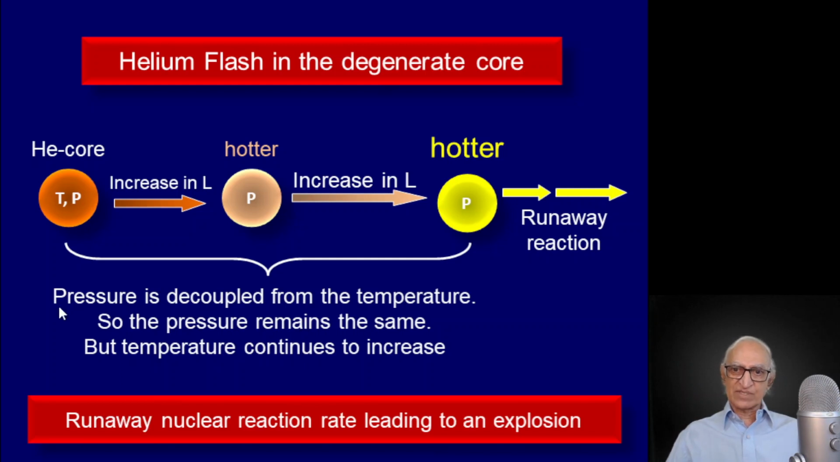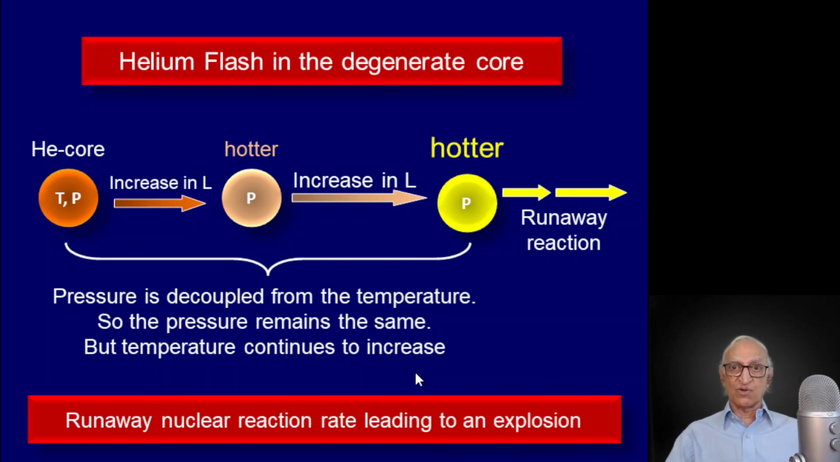So, let me repeat once again. In a degenerate gas, the pressure is decoupled from temperature. So the pressure remains the same, but the temperature continues to increase. As the temperature increases, the fusion reaction proceeds more furiously, and so much energy is released that gravity is completely overcome and the star will blow itself up.